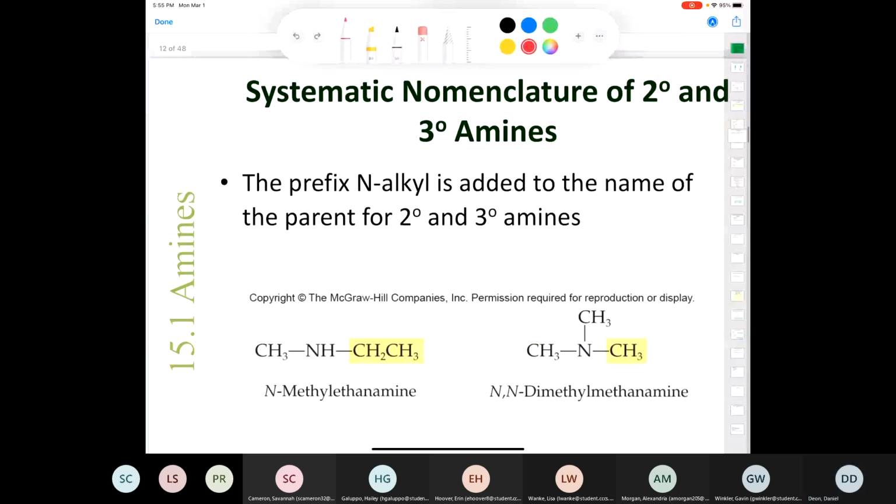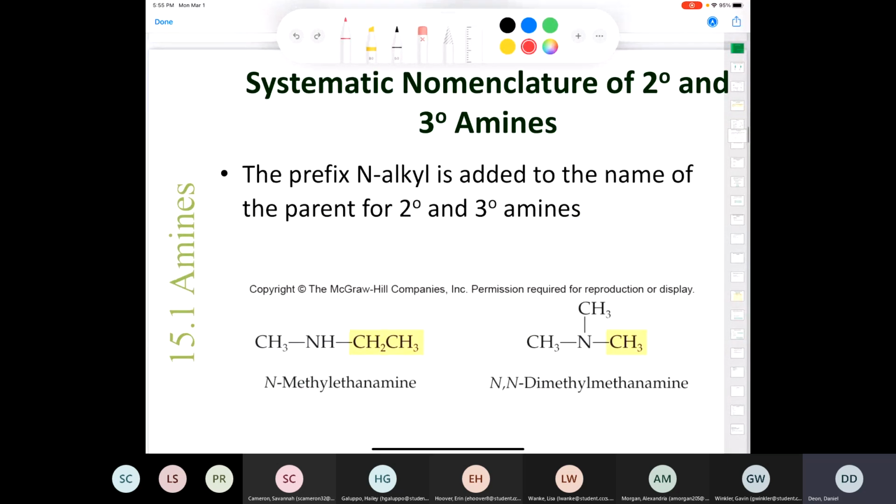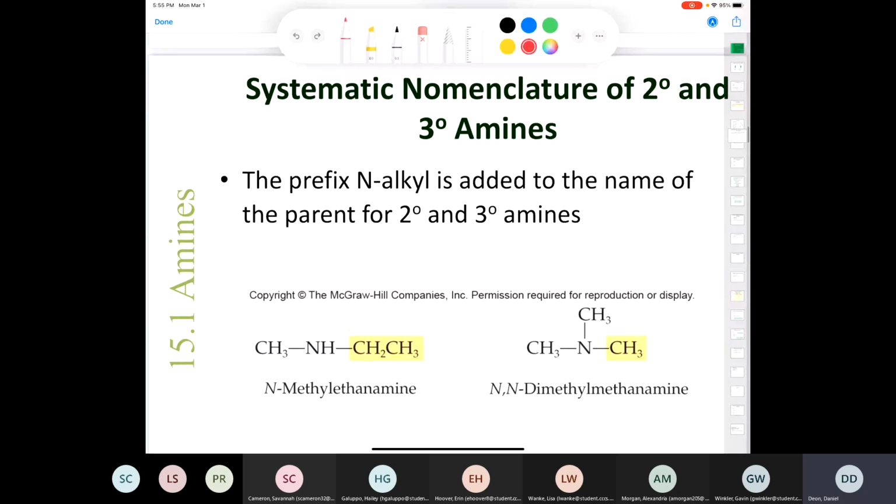Okay. When it gets to secondary and tertiary, like I said, it gets a little more interesting. But like a lot of things in organic chemistry, there's more than one way to do it. There's a common way, and there's also a systematic way. So when we have a secondary or tertiary amine, the prefix N-alkyl is added to the name of the parent for secondary and tertiary.